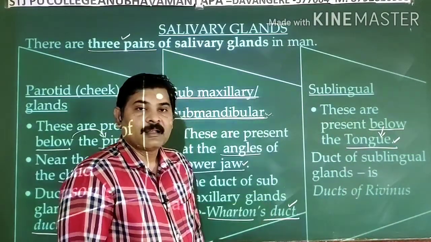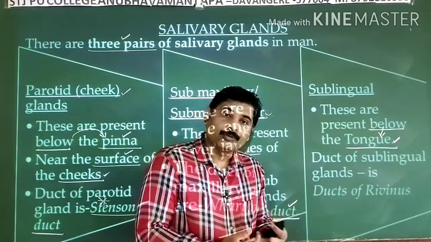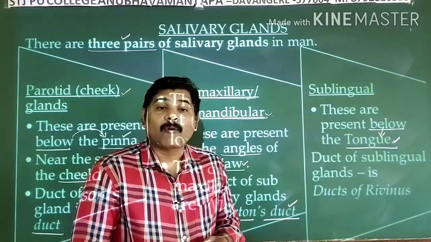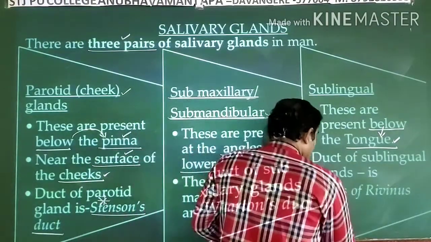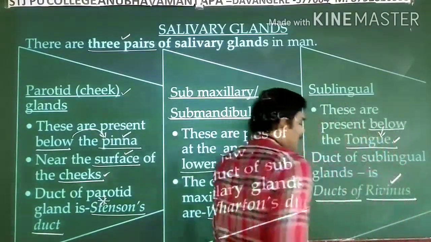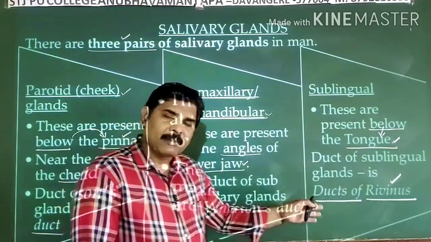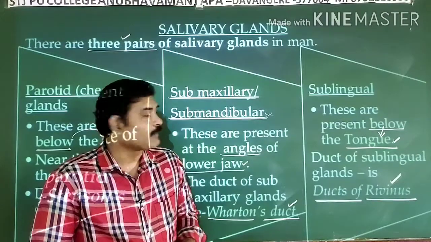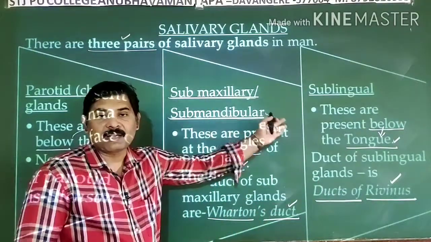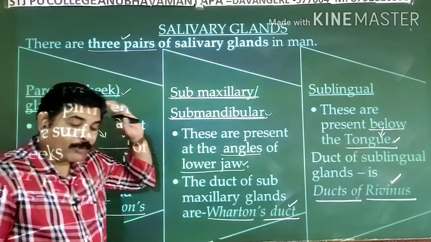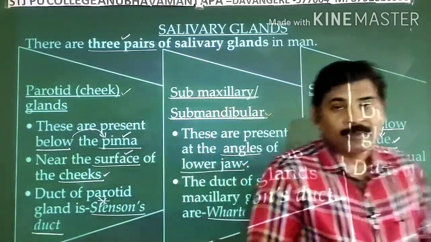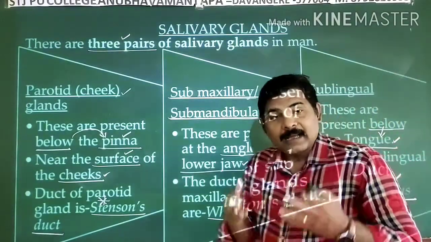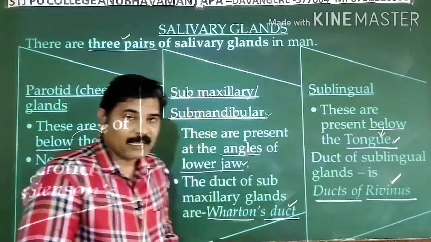See this. All these open into the oral or buccal cavity through sublingual ducts, or the ducts of Rivinus, which is the name of the duct. Through all these respective ducts, these three different types of salivary glands open into your oral or buccal cavity. Clear? Right. I'd like to show all these three pairs of salivary glands in your digestive system in a diagrammatic way. I hope you got it.